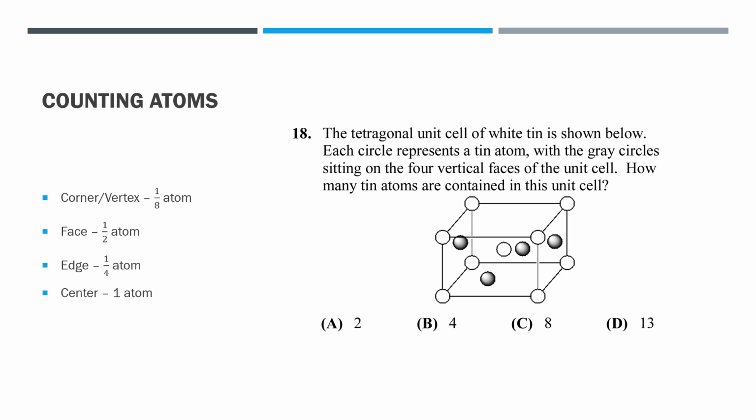Okay, so first, the very basic thing is we want to talk about how we count atoms in a unit cell. This is really simple, but a lot of people make mistakes with this, and this comes up on basically every USNCO test. So it's absolutely necessary to know how to count atoms in a unit cell and not get confused. Okay, so let's look at, for example, a corner or vertex.